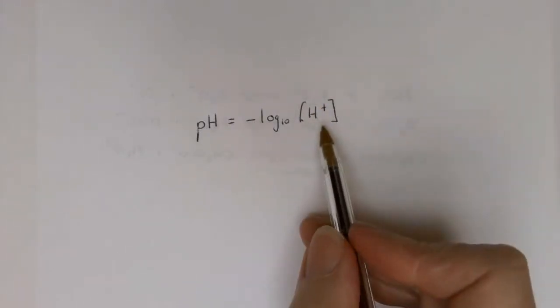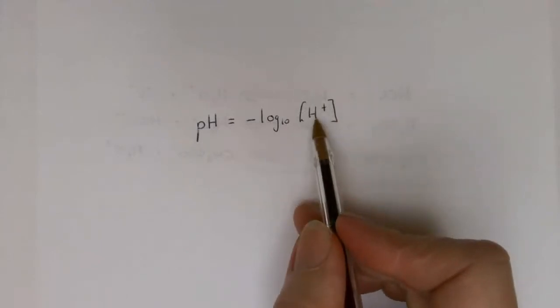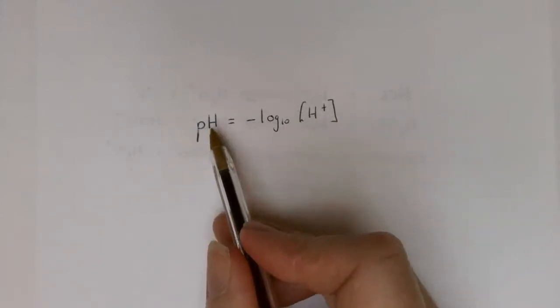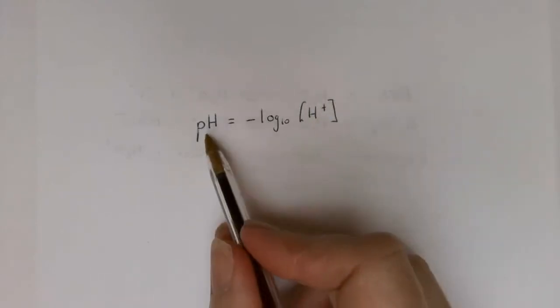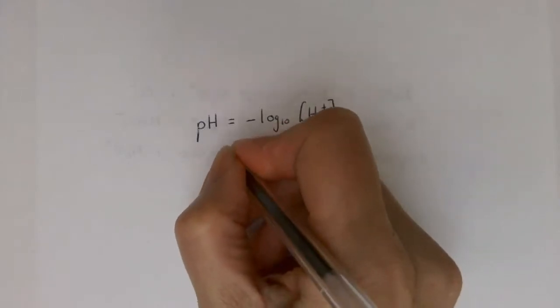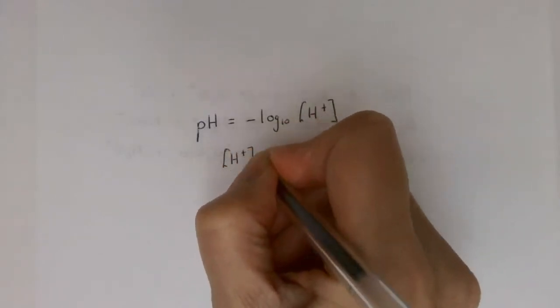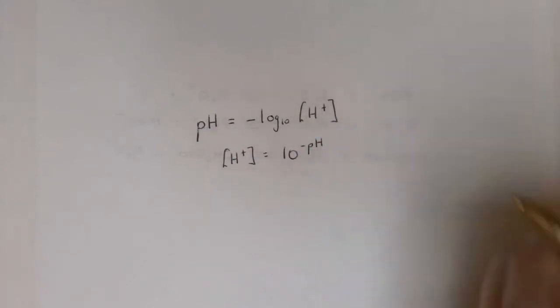The higher the concentration of the hydrogen ions, the lower the pH, and the lower the concentration of hydrogen ions, the higher the pH. So we expect an alkali to have a very low concentration of hydrogen ions, hence the high pH. To convert the other way, we've got concentration of hydrogen ions equals 10 to the minus pH.